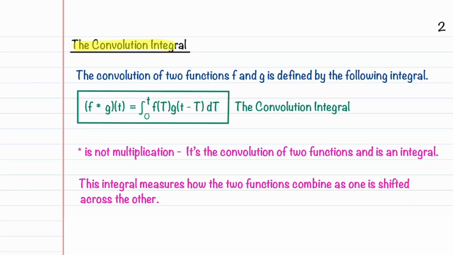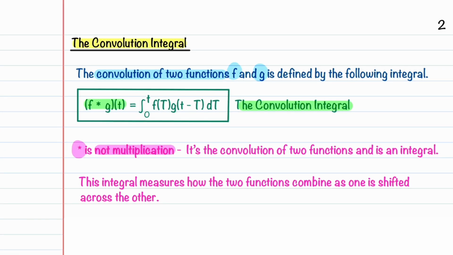Let's define convolution. The convolution of two functions f and g is defined by the integral here in this green box. This is called the convolution integral, and it's equal to f star g of t. That star is not multiplication, even though it looks like it is.